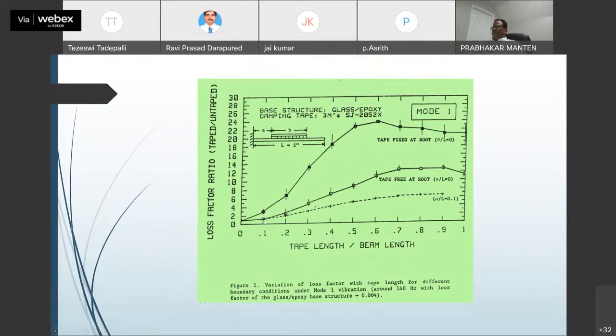Based on how much you apply and where you apply it, all of these play a role, the ratios and all that, and the tape being free at the root. Suppose the applied tape is completely free up to that length, and also if you fix the tape inside, making it an extra constraint, we saw the loss factor shoot up tremendously.